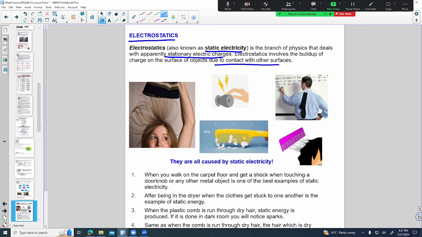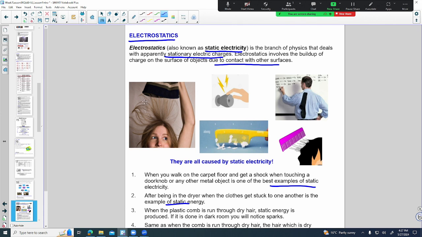If you look at the pictures, you have the girl pulling her hat off her head, and the hair is attracted to the hat. Or if you have walked on the carpet floor and you get a shock when touching a doorknob or any other metal object, that's another example of static electricity. You might take clothes out of the dryer and notice that the clothes are stuck to one another. That's an example of static energy.